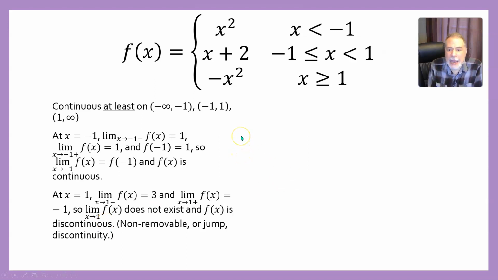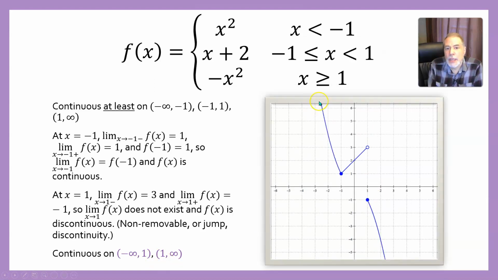So if you want to look at the graph, well, to sum up, our function is continuous everywhere except 1. That is, from negative infinity to 1, and then from 1 to infinity, but not including 1 itself. So here's the part where x is less than negative 1. Here's the part where x is between negative 1 and 1. Here's the part where x is greater than or equal to 1. It's continuous there at negative 1, but we have this big jump discontinuity at positive 1.